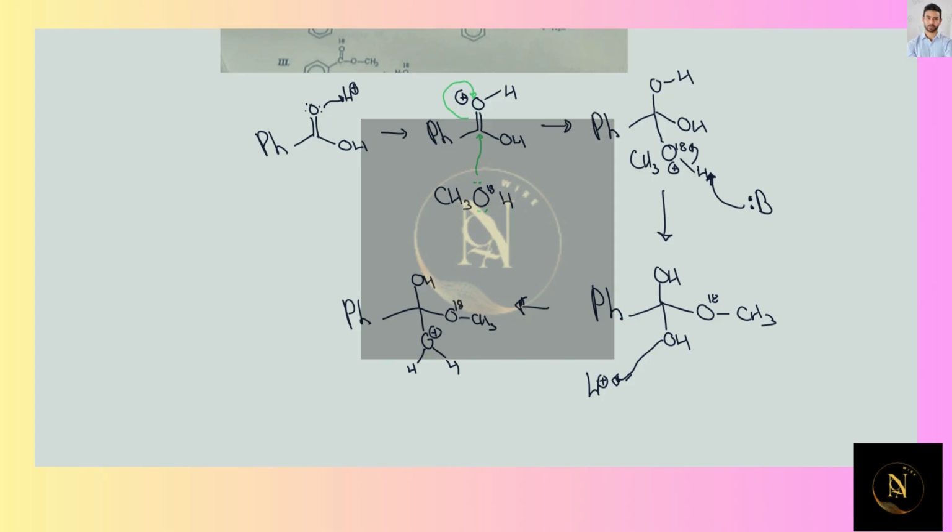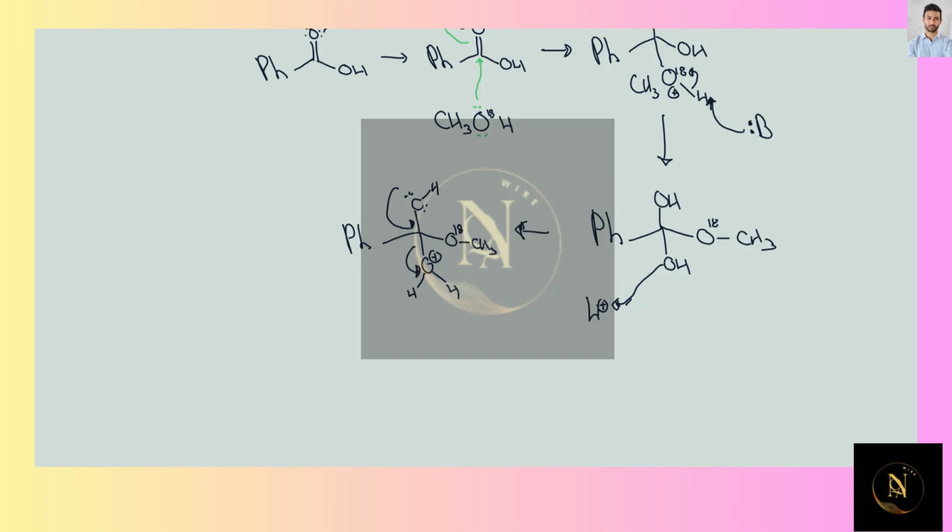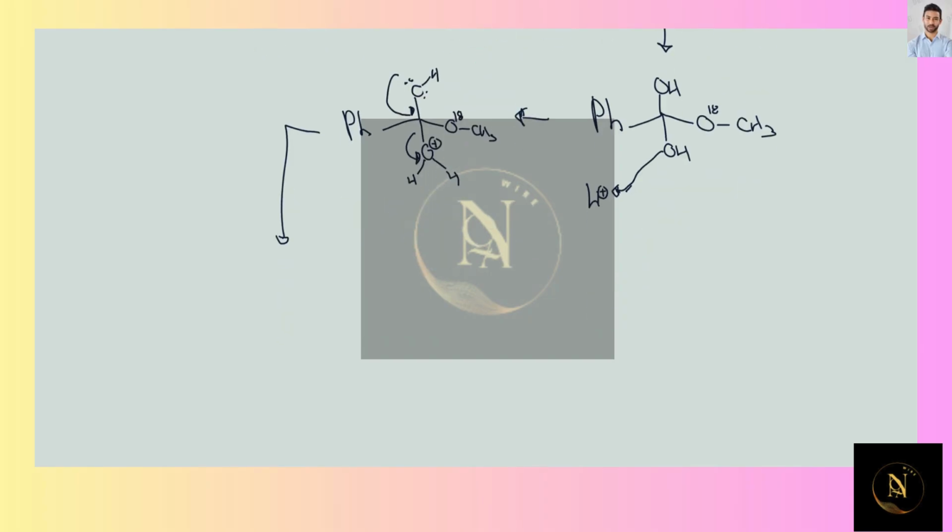Now, a pair of electrons coming from the oxygen is going to get back to generate a double bond and take out the water. I'm going to write down the product over here. We're going to get the phenyl, double bond oxygen H with a positive charge, with our marked ester plus water.